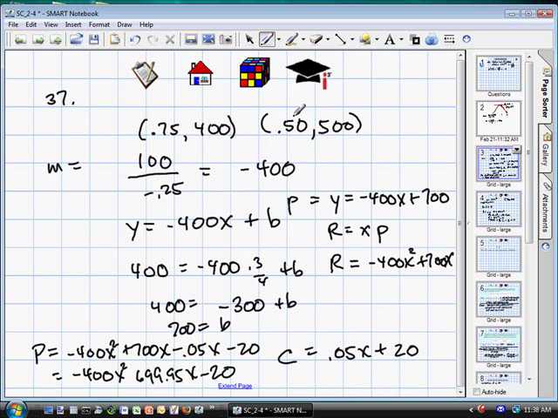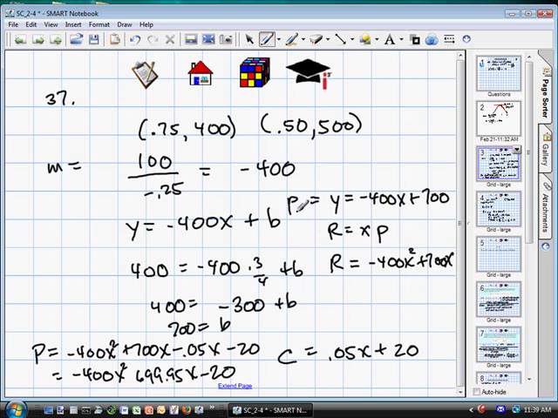So now I started writing the equation of a line because they said the demand function, didn't they say linear? Yeah, they said assuming that the demand function is linear. Okay, so y equals negative 400x plus b. Now, I plugged in a point. I took the 75 cents, 400 point, plugged it in, and I was able to calculate b. So that gave me a y-intercept of 700.